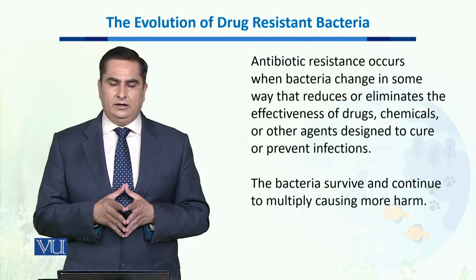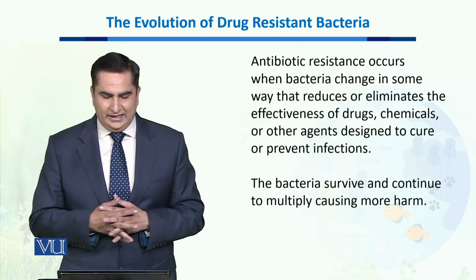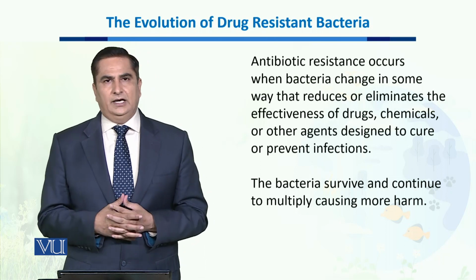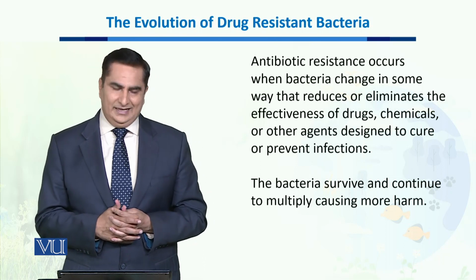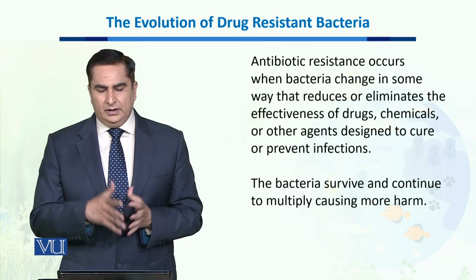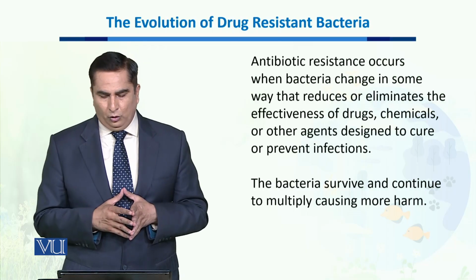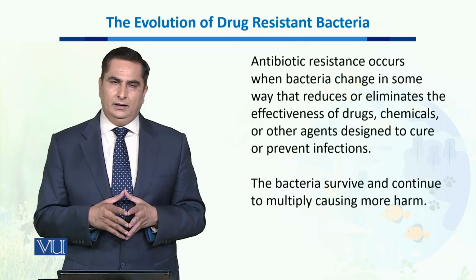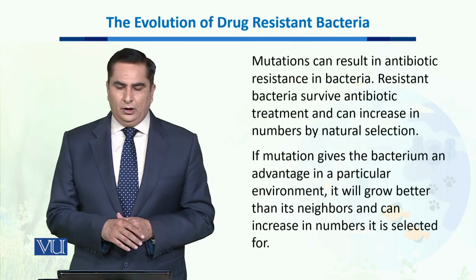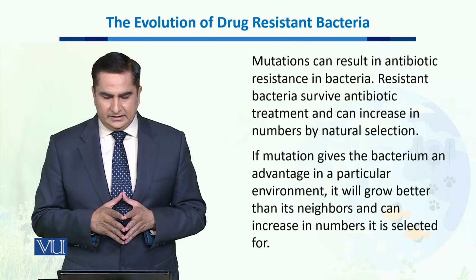Antibiotic resistance occurs when bacteria change in some way that reduces or eliminates the effectiveness of the drugs, chemicals, and other agents which are designed to cure or prevent infections. The bacteria that survive and continue to multiply result in causing more harm to either plants, animals, or the organisms. Now, mutation can result in antibiotic resistance in bacteria.